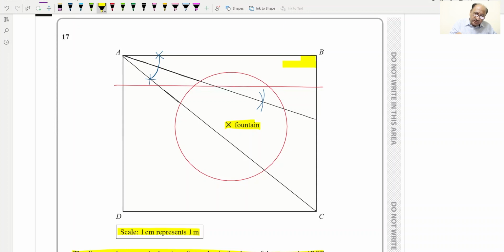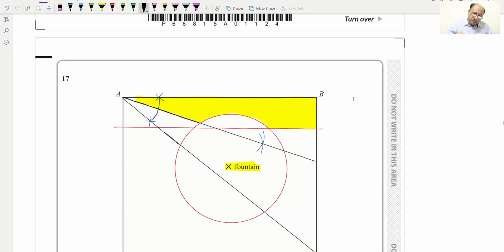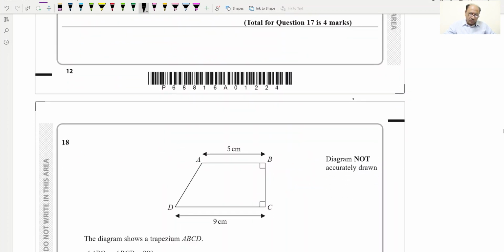And for shading the area, this is the required area which we need to shade. Hopefully you are getting it. This is the region which we need to shade and label with R, so we can write R in this region. This is the shaded region. So this is done. This was a 4 mark question which we have done.